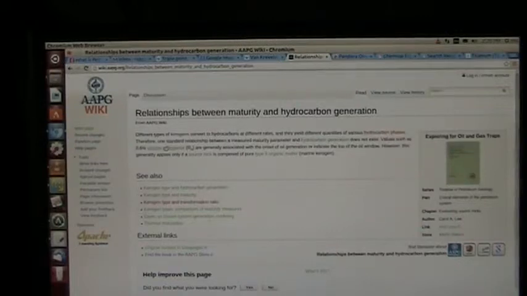Anyway, one standard relation between a measurement parameter and hydrocarbonization does not exist. So they're all over the board. It depends on what the material is and so forth. Values such as vitrinite reflectance are generally associated with the onset of generation or indicate the top of the oil window. However, this generally applies only if a source rock is composed of pure type 2 organic material, marine kerogen. The other kerogens and the other terrestrial ones, which is the samples that I have, are all over the board. They are not like a homogeneous mixture, which is what the marine ones are.